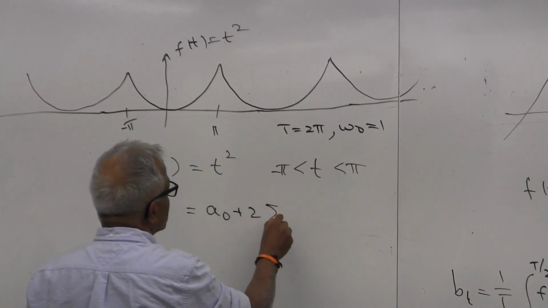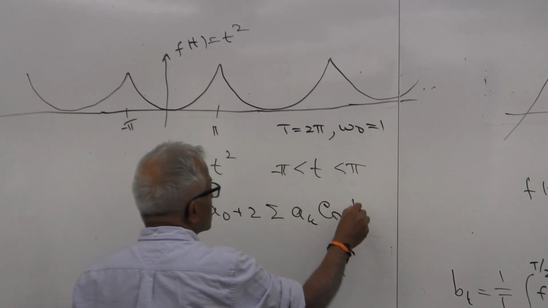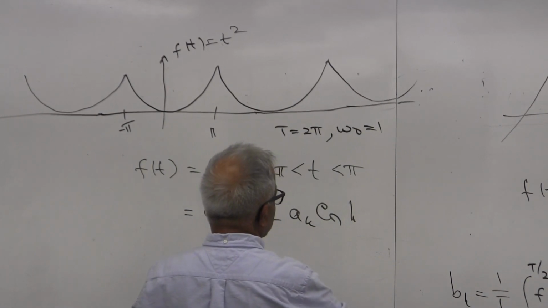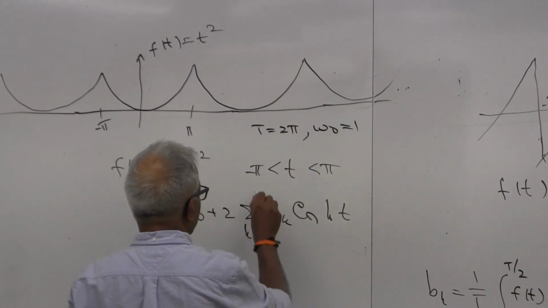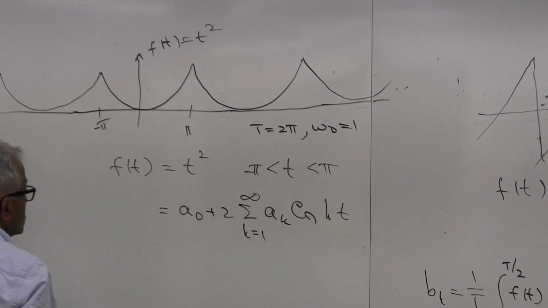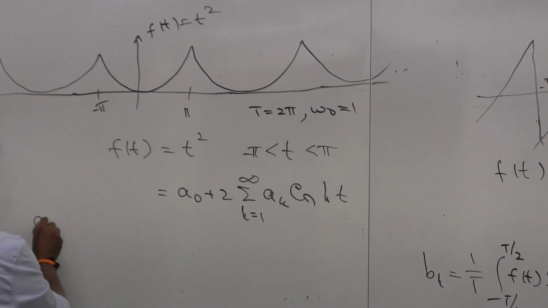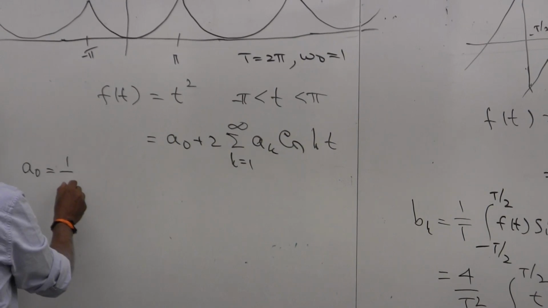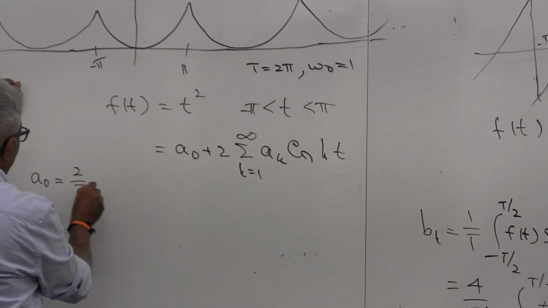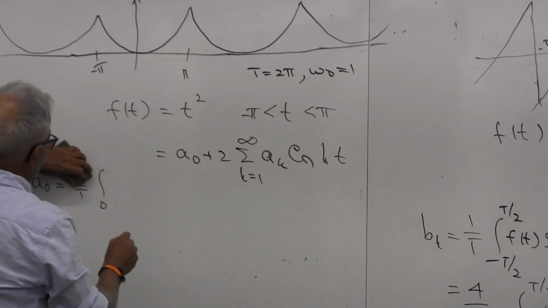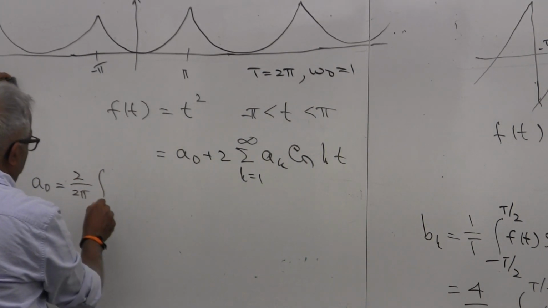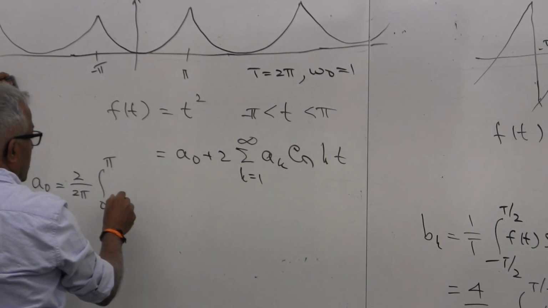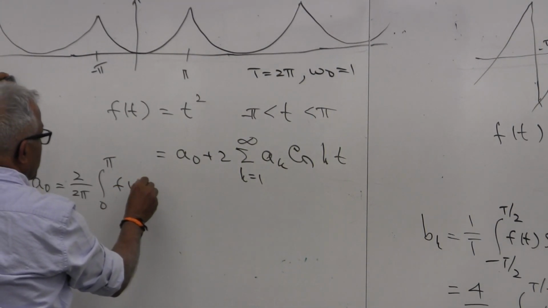A0 plus 2 sigma ak cos k omega naught t. Omega naught is 1, so it's pretty simple, right? And A naught we can compute directly. Sometimes that's easy. So A naught is what? 1 over T, which is 2 over 2 pi, right? That's the period. 0 to T by 2, which is pi, f(t) dt.